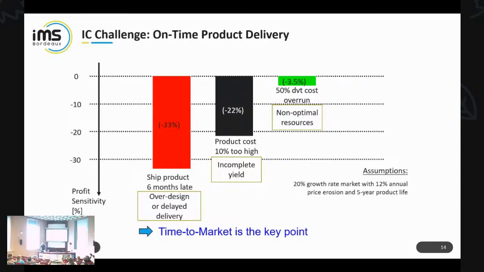And if you need to do that a little bit more, please increase your human resources rather than increasing your time. It's obvious that increasing resources is much less critical than increasing time. Time to market is really the key point as soon as you are making money.